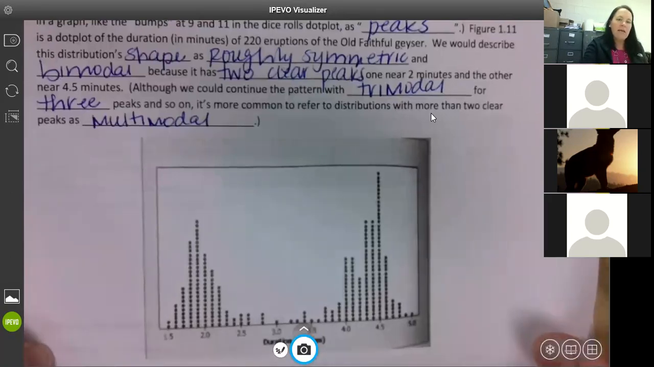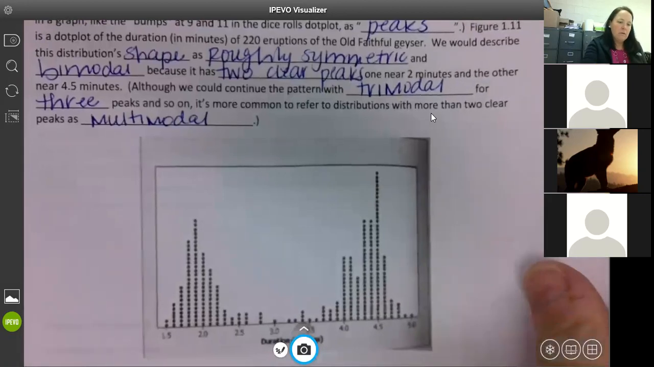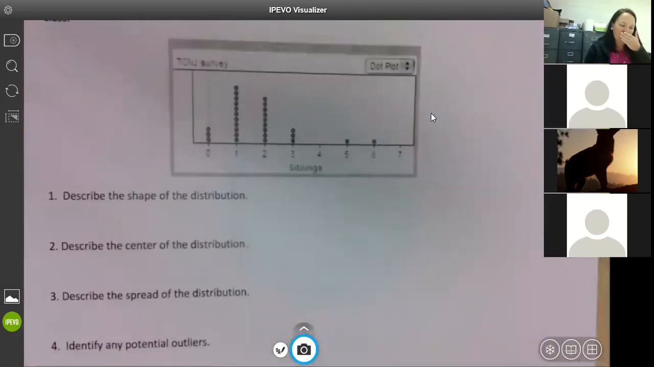Okay. Any questions? All right, so we're going to check our understanding. Here's a dot plot. Can you describe the shape?